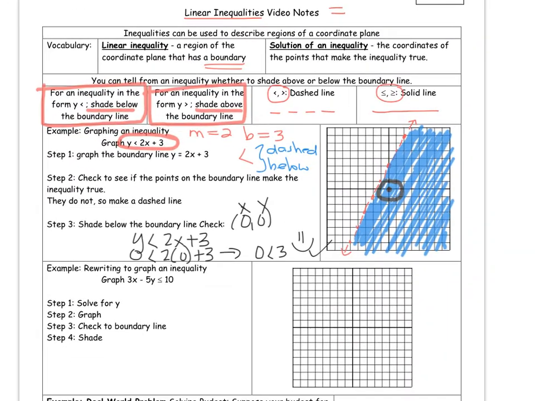So let's go back and take a look. The less than sign means that it's a dashed line, and we're going to shade below. We graph it exactly like we would graph the equation y equals 2x plus 3.